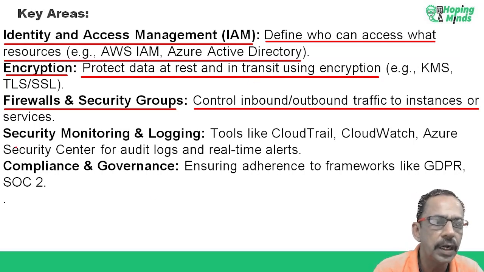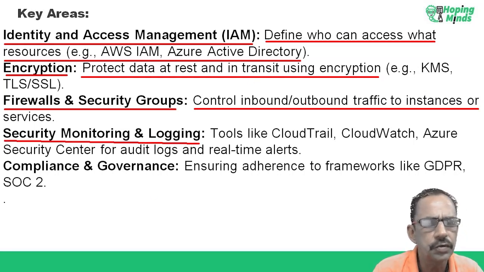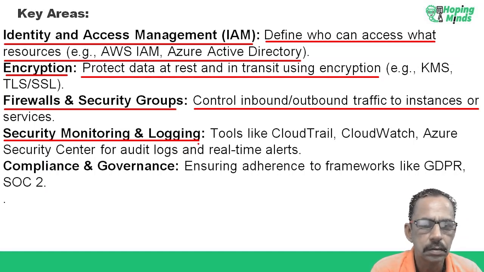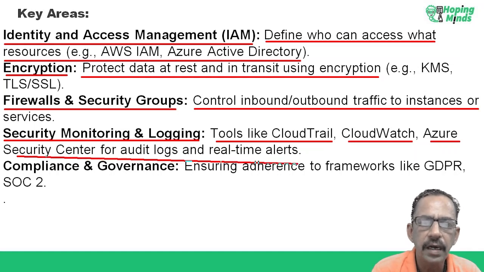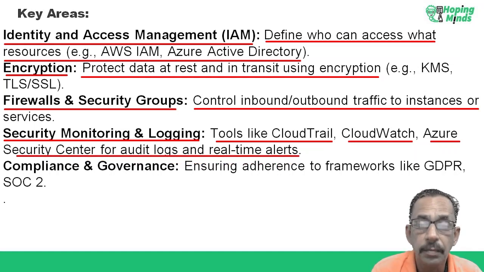Then security monitoring and logging. That is a must. The server is going smooth, no issue, but monitoring is a must. And logging. Logs should be there properly: who entered, what he did, how long he was on my server. Everything is available with the help of logs. So tools like CloudTrail, CloudWatch in case of AWS cloud, Azure Security Center for auditing logs and real-time alerts. If something malicious is happening, some attack is there, that is the monitoring tool.